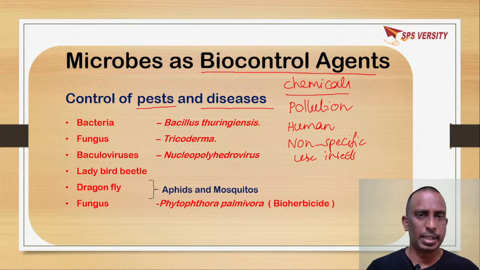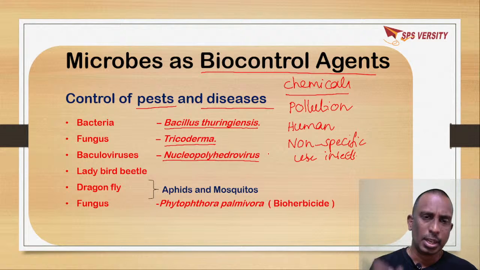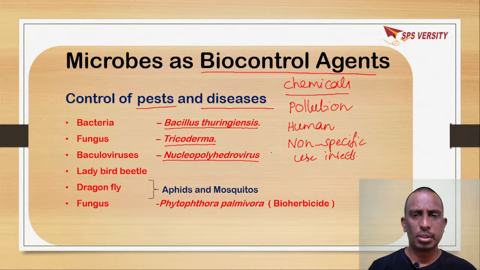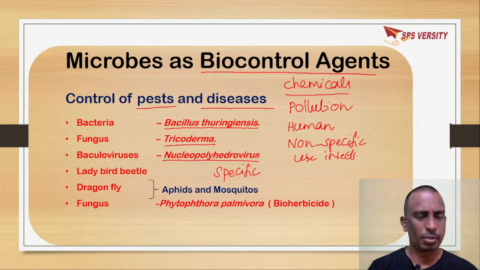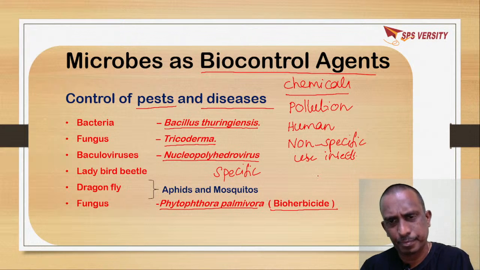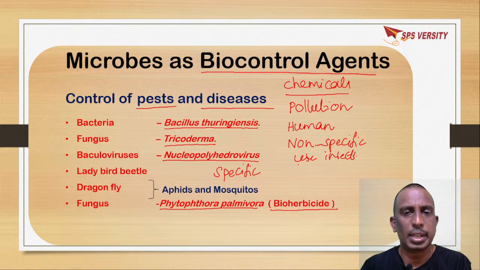Like for example, if we take bacteria, a bacteria called Bacillus thuringiensis, which is used as a bioinsecticide. Even fungus Trichoderma, baculovirus, that is nucleopolyhedrovirus. Okay. And these control agents are very specific. They kill the target one only. They don't go for others. Okay. For example, if you take dragonfly, they will kill only aphids and mosquitoes. Okay. So here if you take fungus, a fungus called Phytophthora palmivora, which is used as a bioherbicide. So like this, there are a lot of bioherbicides, biopesticides, bioinsecticides used at present.